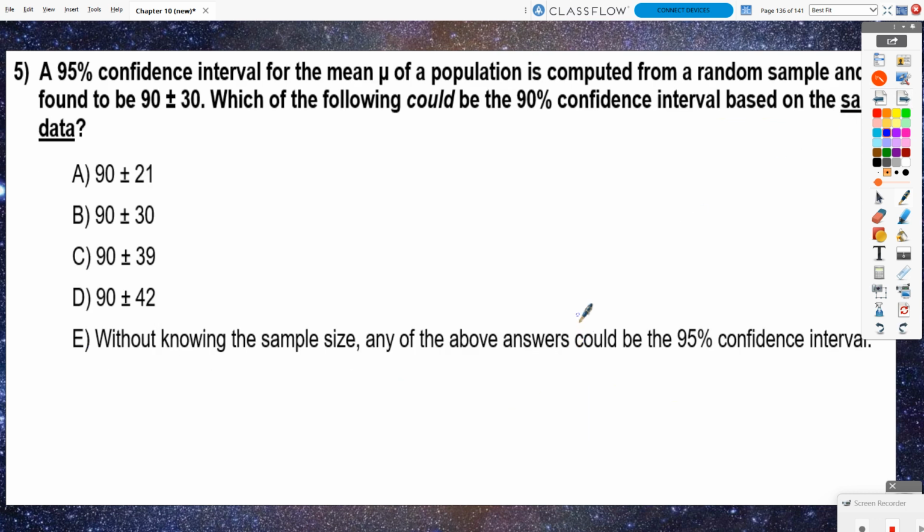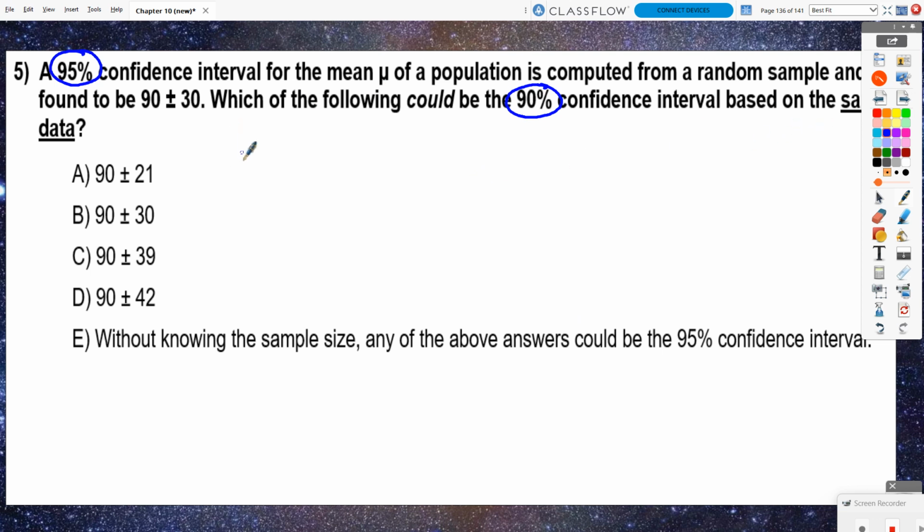All right, number 5. A 95% confidence interval for the mean mu of a population is computed from a random sample and found to be 90 plus or minus 30. Which of the following could be the 90% confidence interval based on the same data? Notice we originally started off with a 95% confidence interval, and the only change in the problem is that we are going to decrease our confidence level, because they're saying based on the same data.